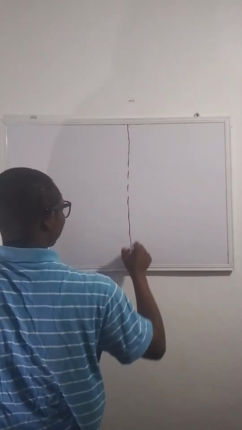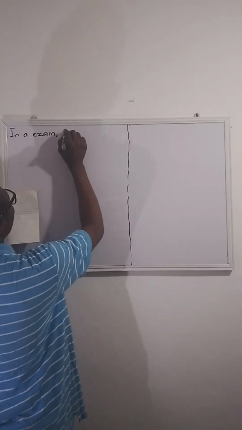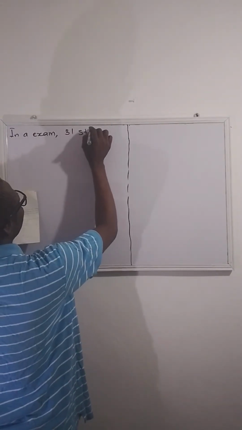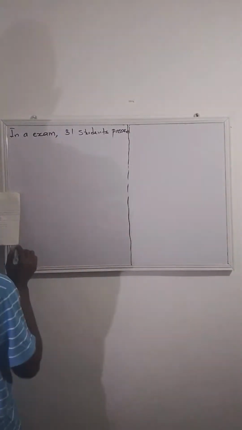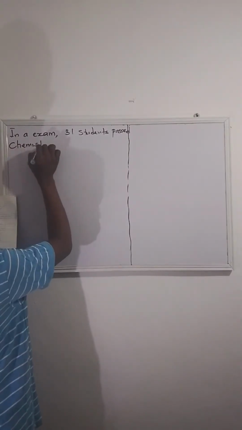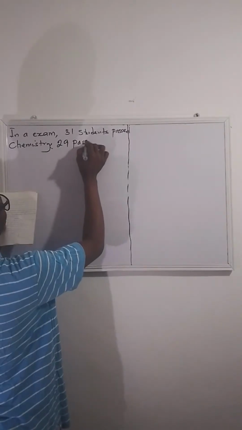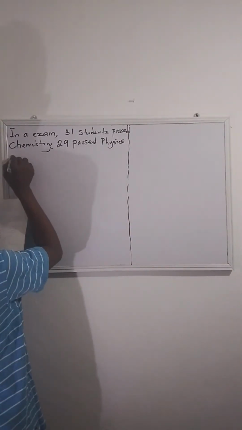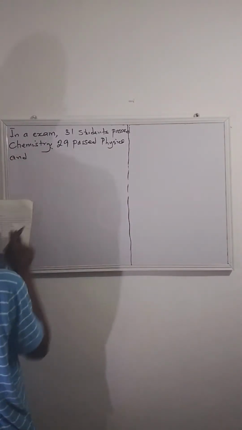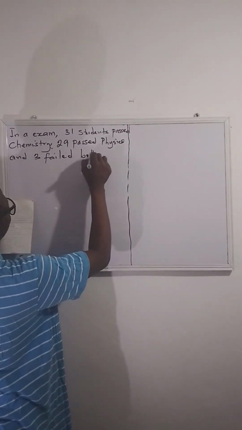Okay, let's look at this. In an exam, 31 students passed chemistry, 29 passed physics, and 3 failed both subjects.